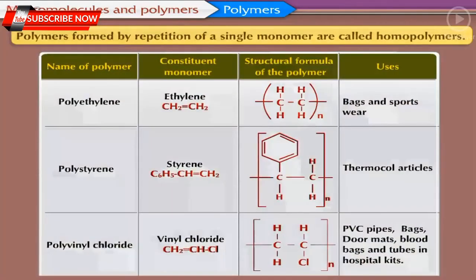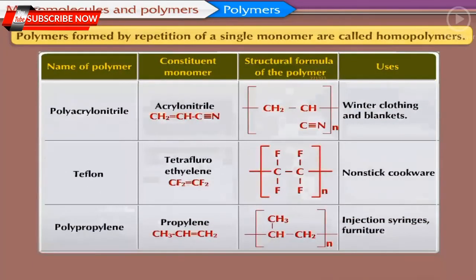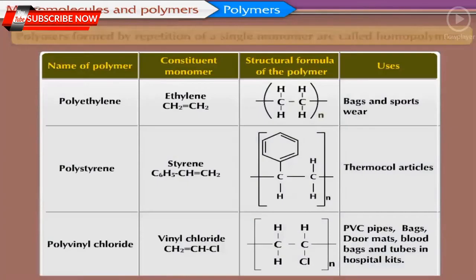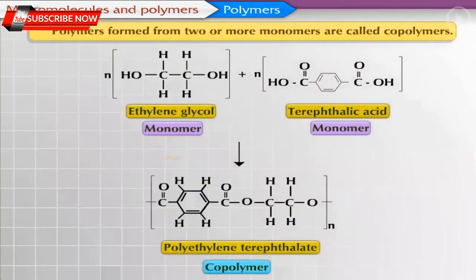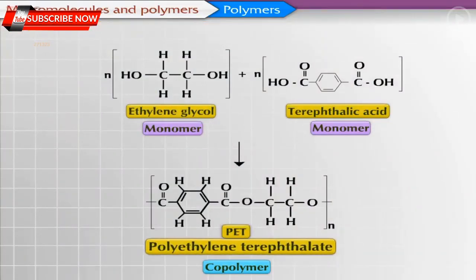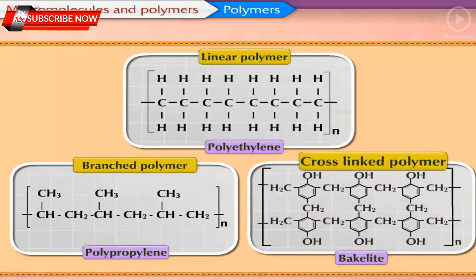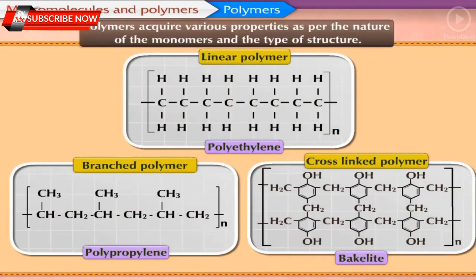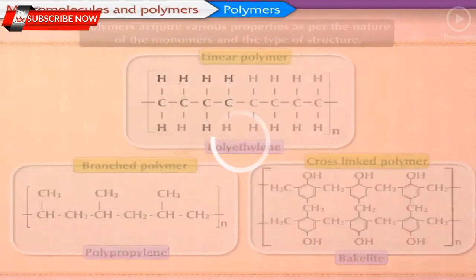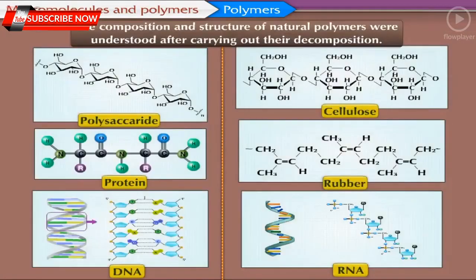All these polymers are formed by repetition of single monomer. These are called homopolymers. While polymers formed from two or more monomers are called copolymers. For example, PET means polyethylene terephthalate. The structures of polymers are linear, branched, or even cross-linked. Polymers acquire various properties as per the nature of the monomers and the type of structure. The composition and structure of natural polymers were understood after carrying out their decomposition.